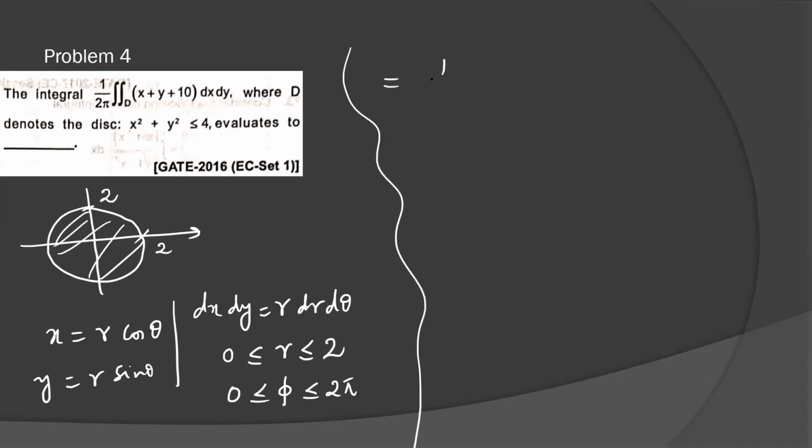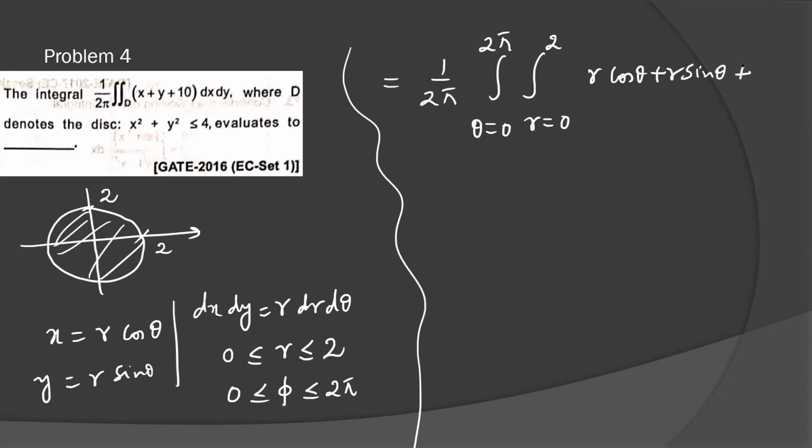So it will become 1 over 2 pi. This region can now be written as theta is 0 to 2 pi, r is from 0 to 2, and x equal to r cos theta plus r sin theta plus 10. Here two variables, r and theta, both are variable, remember, into r dr d theta.